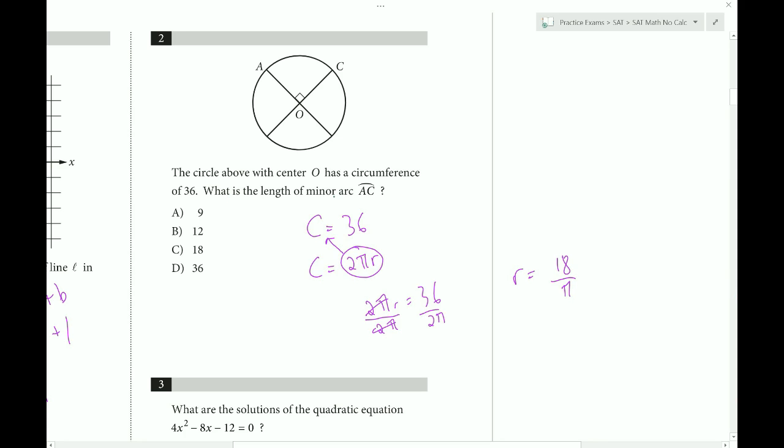So what is the length of minor arc AC? So minor arc AC is here. And if you notice, it actually corresponds to this 90-degree angle. And 90 out of 360 is what that would be. So this, of course, can be reduced to 1/4, right? Because 90 goes into 360 4 times. So we're dealing with 1/4 of the circle. So if its total circumference around the edge is 36, we could take 1/4 of that, which equals 9. 9, 9, 9, and 9. Okay.